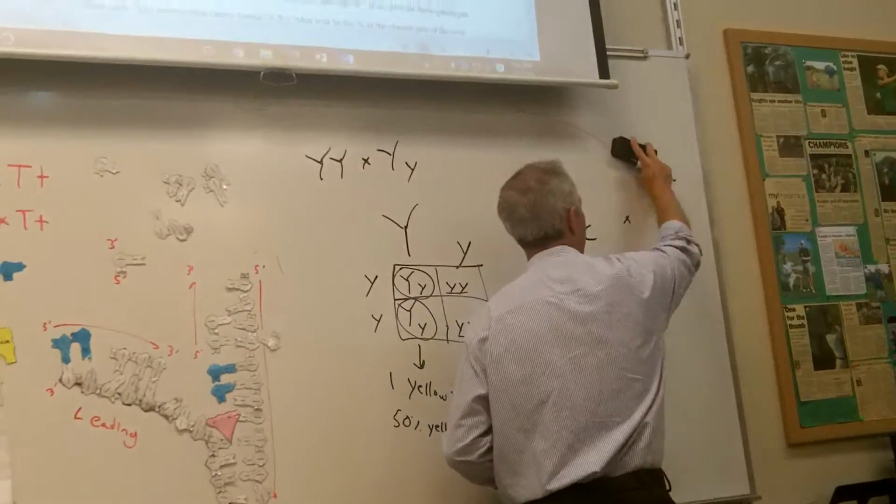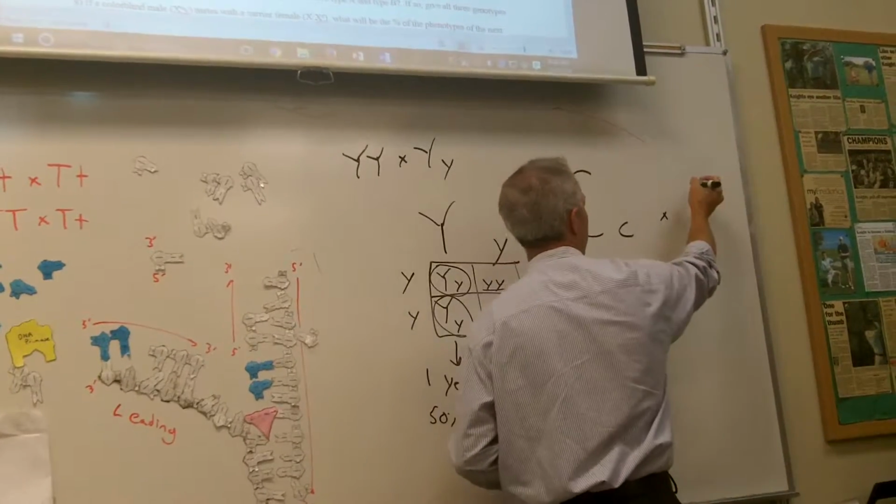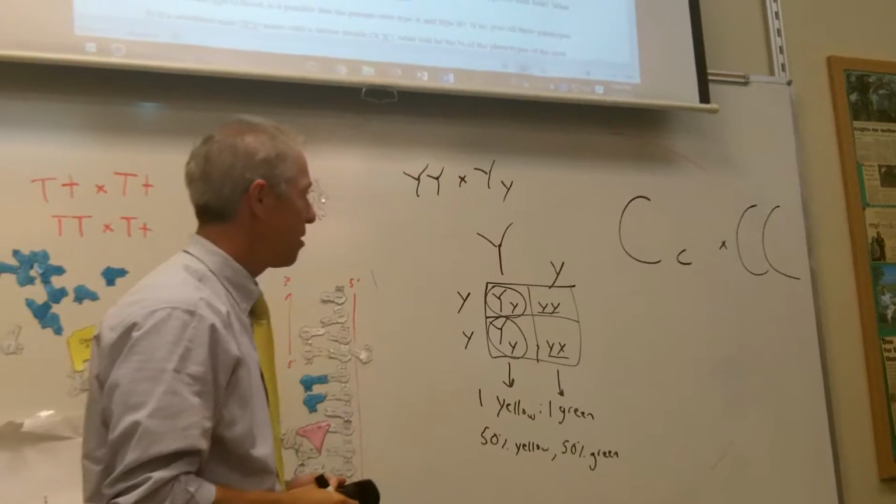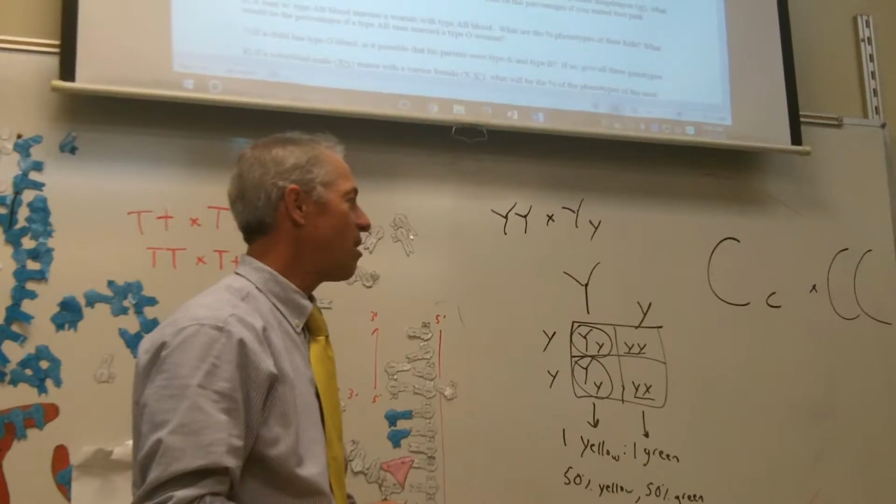What is he? Big C, big C. Nope, little c. Oh yeah, no, you're right. He's big C, big C. Sorry, Joe, you were right. Okay. That's the cross.